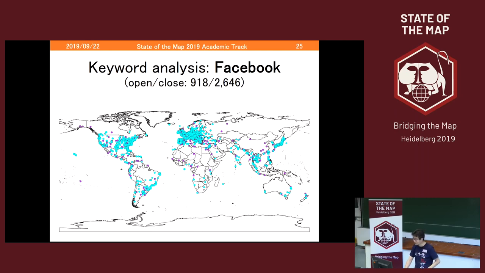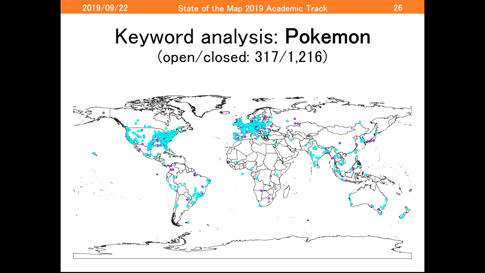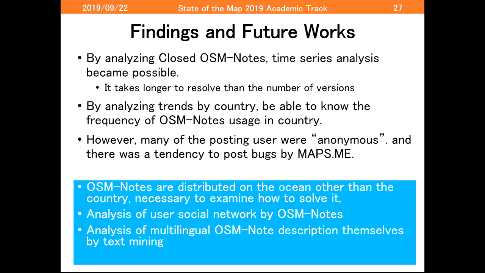So, very interesting, the phenomenon recently in the OpenStreetMap community, right? Anyway, finally, I will show the keyword analysis: Pokemon Go. OSM notes related to Pokemon Go, which is also an issue now, for editing the OSM data and also some community interaction. I expected many in Japan. However, it seems to be more the United States and European countries that focus on the Pokemon Go issue and interaction. So anyway, finally, these are the first analysis findings and also future works and issues.